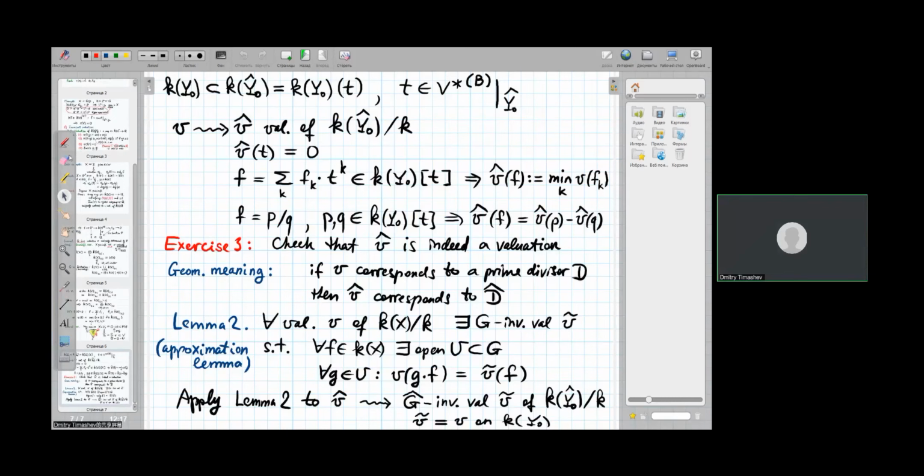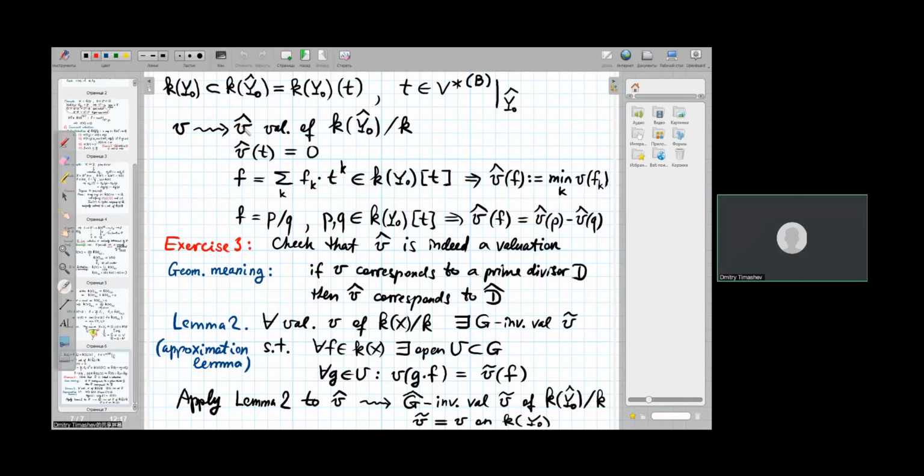So if you have this kind of extension, so let me finish to answer your question. If you have this kind of extension, then you can extend a G invariant valuation on here to a valuation on here, not necessarily invariant. But after that, you apply this approximation limit. I know. And replace it.